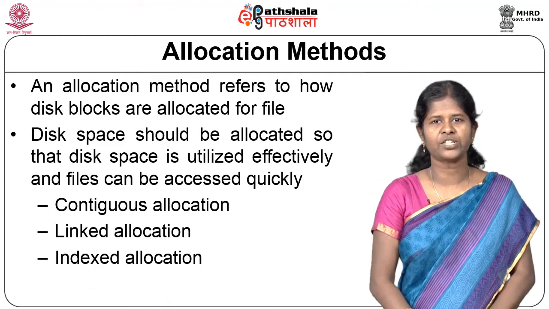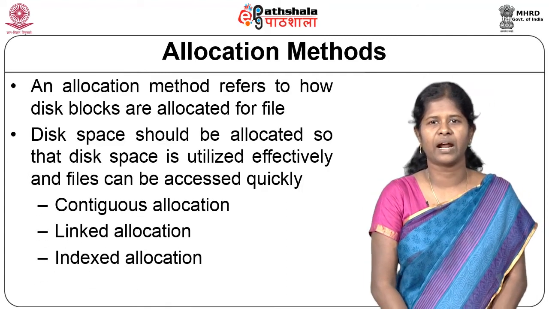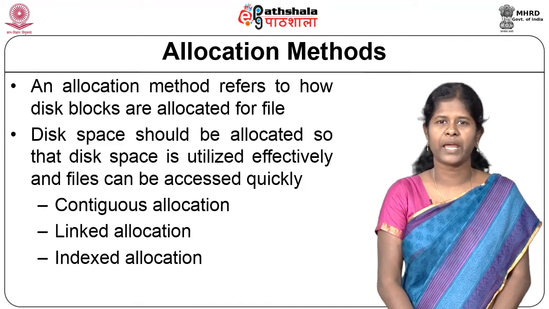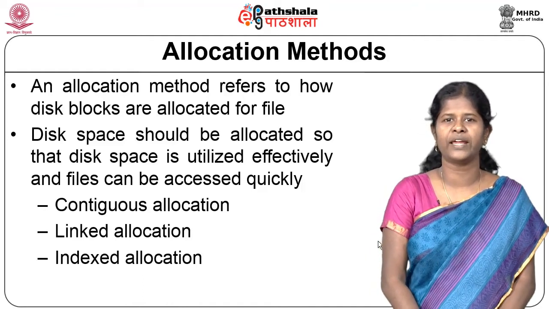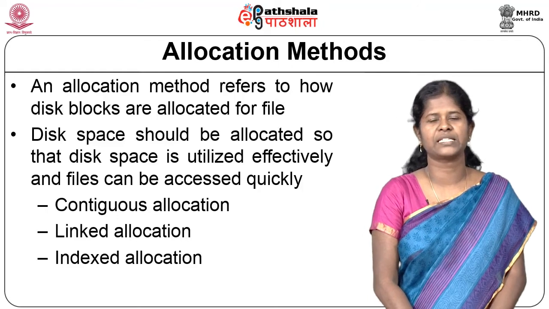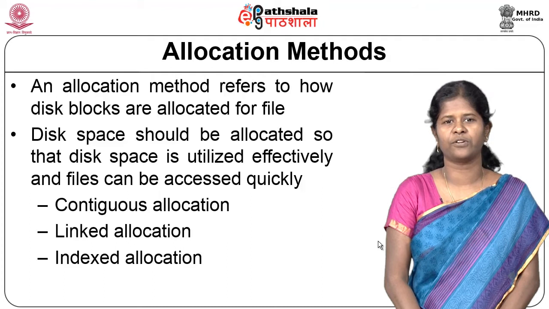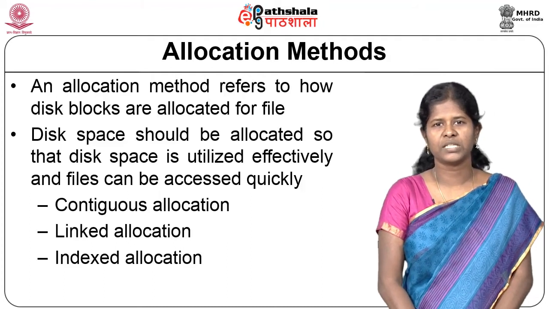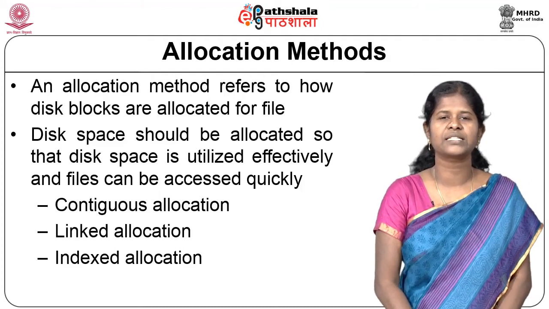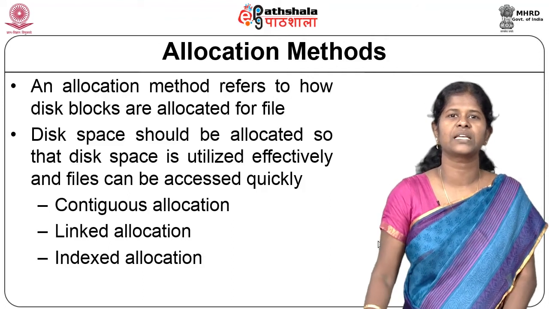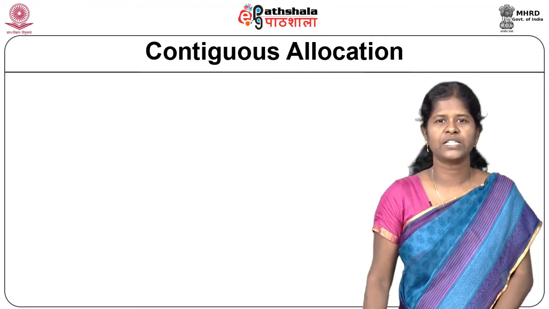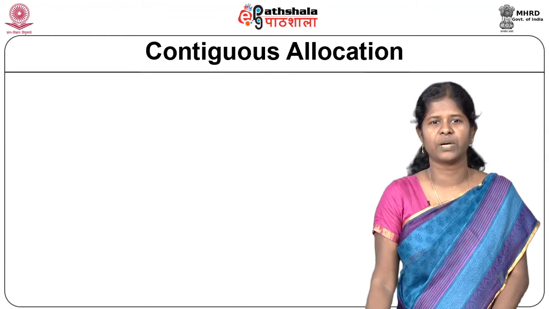The allocation of disk blocks has to be done in such a way that the disk space is utilized effectively and the files can be accessed very quickly. So, here we will learn three different types of file allocation methods. One is contiguous allocation, the other is linked allocation, and the next is indexed allocation. First, we will see the contiguous allocation method.